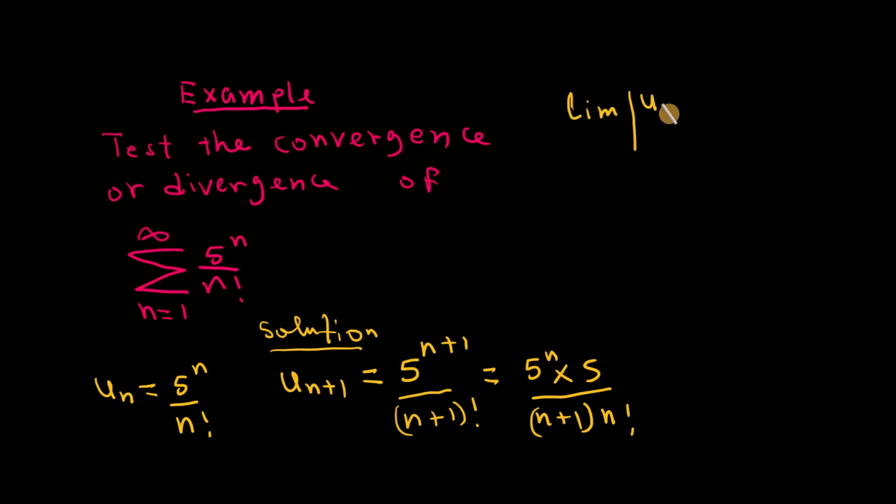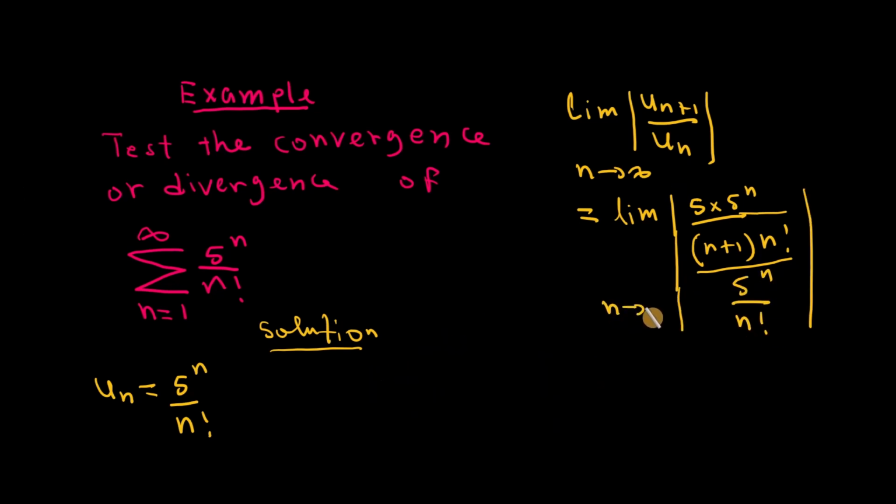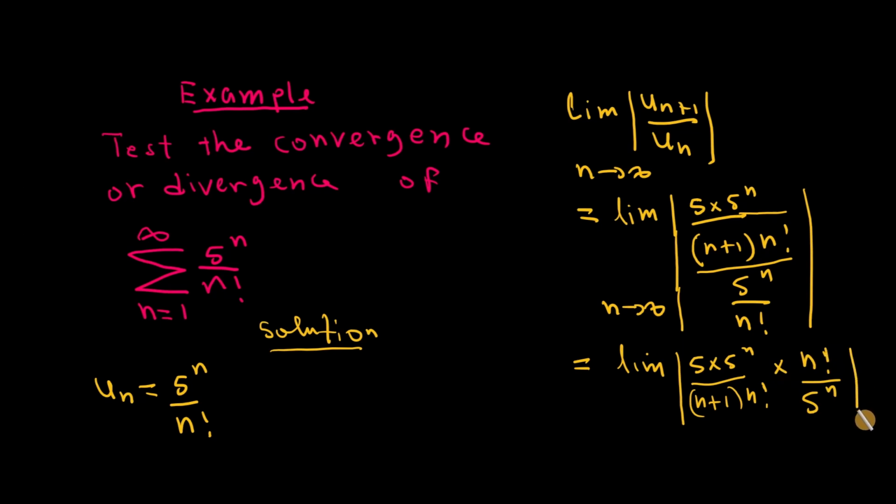Now, the limit of un plus 1 all over un as n tends to infinity is equal to the limit of 5 times 5 to the n all over n plus 1 n factorial, divided by un, which is 5 to the n over n factorial, as n tends to infinity. Inverting the denominator and multiplying, we have the limit of 5 times 5 to the n all over n plus 1 n factorial, times n factorial all over 5 to the n, as n tends to infinity. Here, 5 to the n cancels, n factorial cancels n factorial. We'll be left with the limit of 5 over n plus 1 as n tends to infinity.